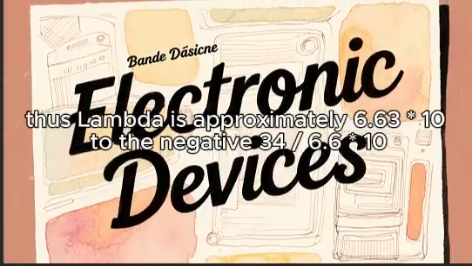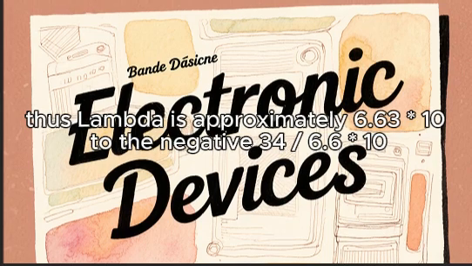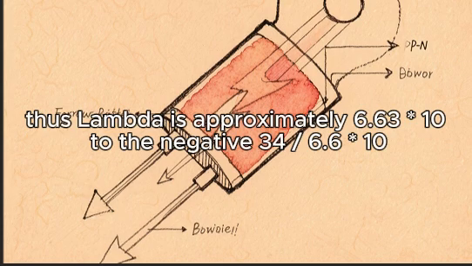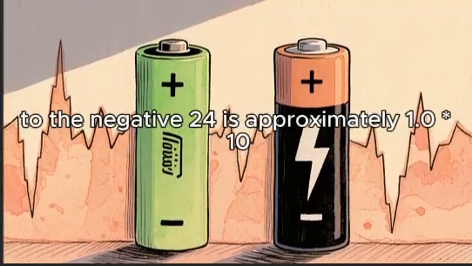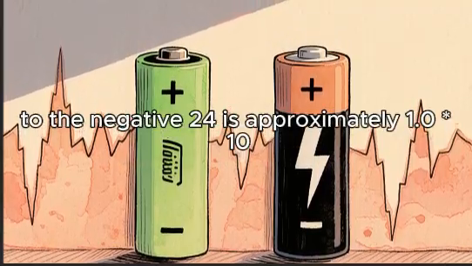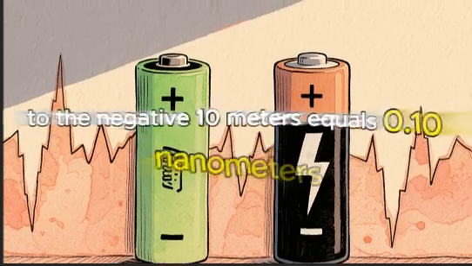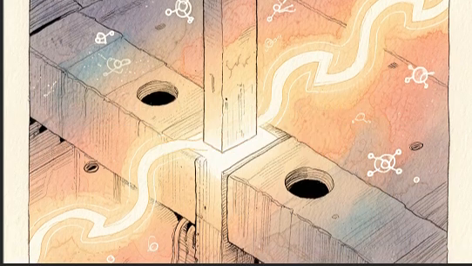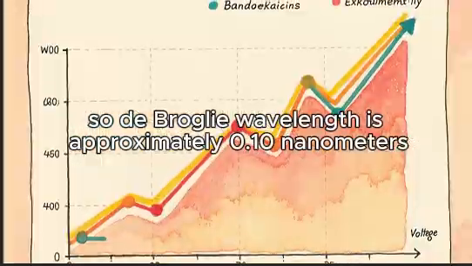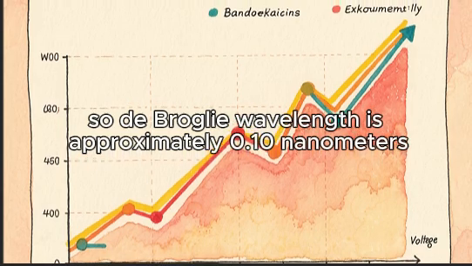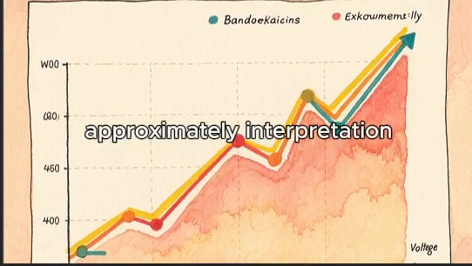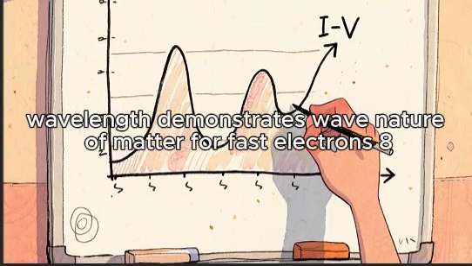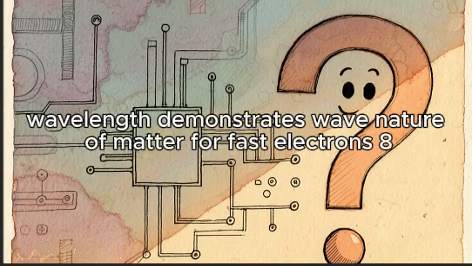Thus, lambda is approximately 6.63 times 10 to the negative 34 divided by 6.6 times 10 to the negative 24, which is approximately 1.0 times 10 to the negative 10 meters, equals 0.10 nanometers. So, the de Broglie wavelength is approximately 0.10 nanometers. Interpretation. Very small wavelength demonstrates the wave nature of matter for fast electrons.